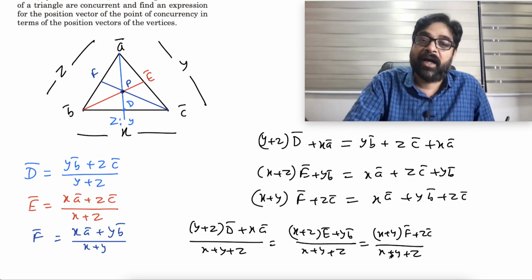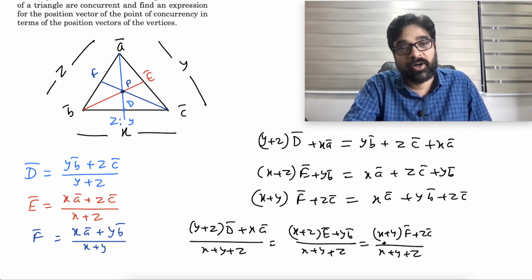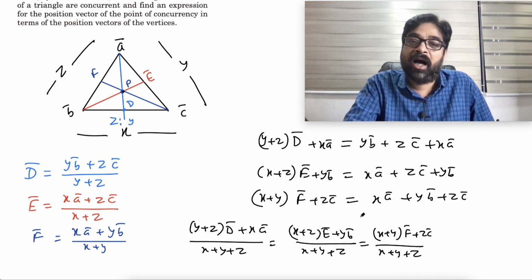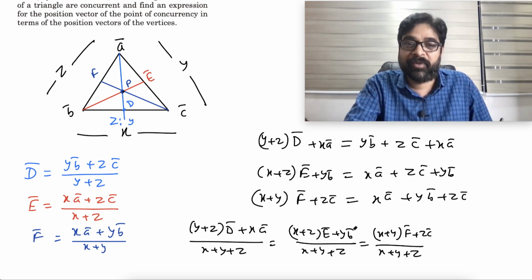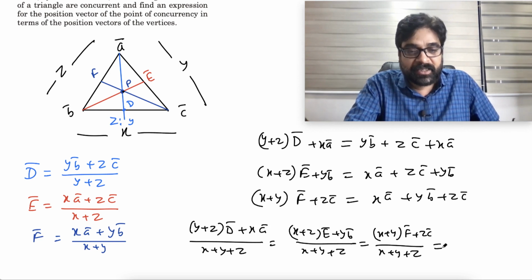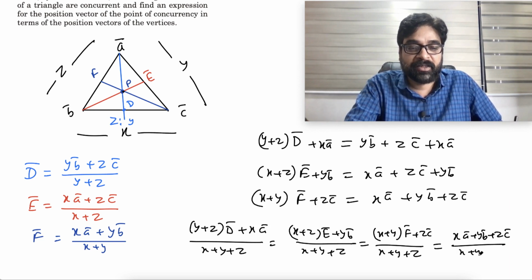See, if you did not attend the vector lecture or did not complete it, all these things will look like some Chinese language you cannot understand. So don't try to attend this without finishing your vector chapter. This is equal to what will come? XA plus YB plus ZC divided by X plus Y plus Z.